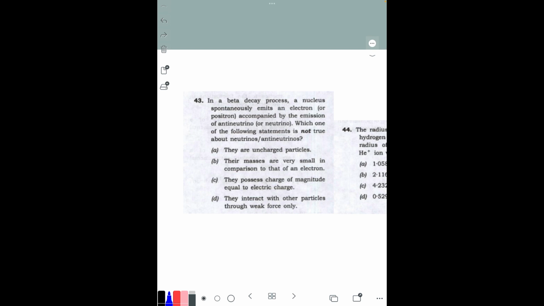43. In a beta decay process, a nucleus spontaneously emits an electron or positron accompanied by the emission of an antineutrino or neutrino. Which one of the following statements is not true about neutrinos or antineutrinos? They are uncharged particles. Their masses are very small in comparison to that of an electron. They possess charge of magnitude equal to electric charge. And the fourth option is they interact with other particles through weak force only. So these two are contradicting statements. So either A or C will be correct. But neutrinos are actually uncharged particles. So option C is the correct one. This is the only wrong statement with respect to neutrinos.